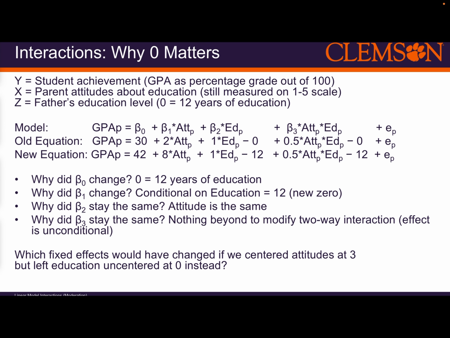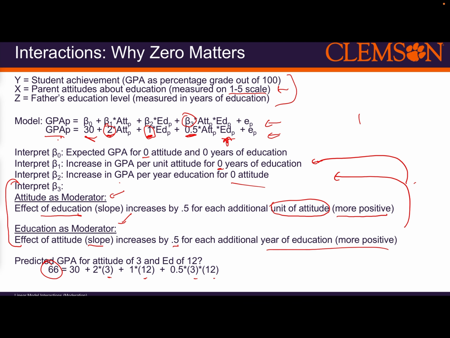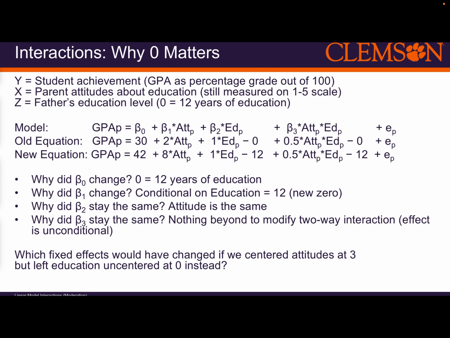So why 0 matters, though, as you can tell, that value that we plugged in there, a person with 0 years of education, whose father had 0 years of education, or who's had 0 attitude, will matter. It doesn't seem sensical, right? The conditional main effects are on values that are not really plausible. In the case of attitude, it's absolutely implausible. In the case of education, it's very implausible for most societies.